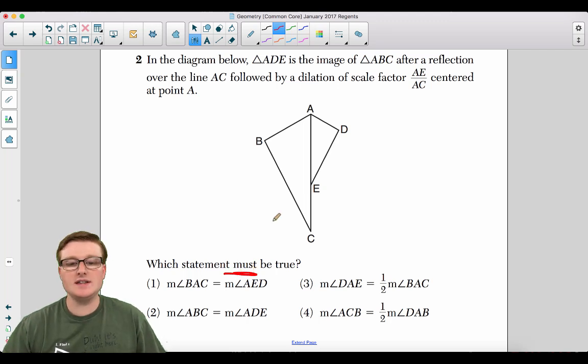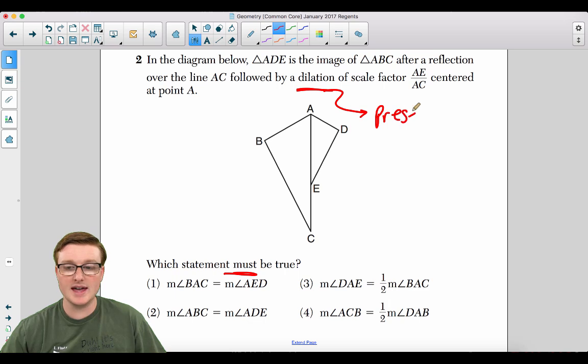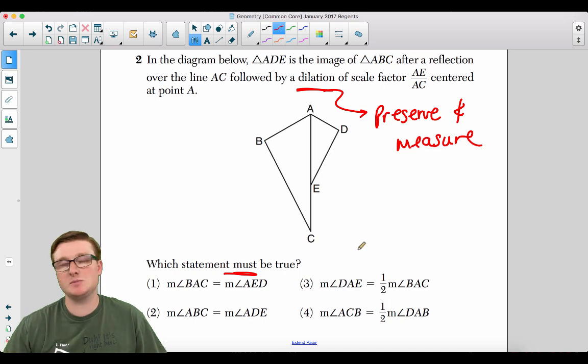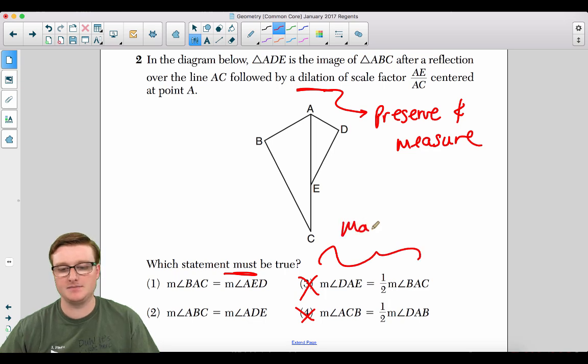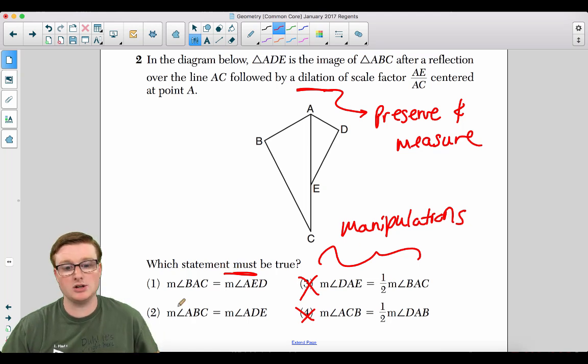Okay, so this is a dilation. Dilations preserve angle measure. And all these answers are talking about angle measure. So dilations preserve angle measure, therefore choices 3 and 4 are dead wrong. They are manipulating them. So these are manipulations. We don't want that at all. We need either choice 1 or choice 2.